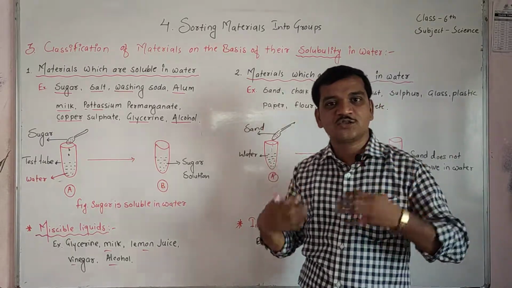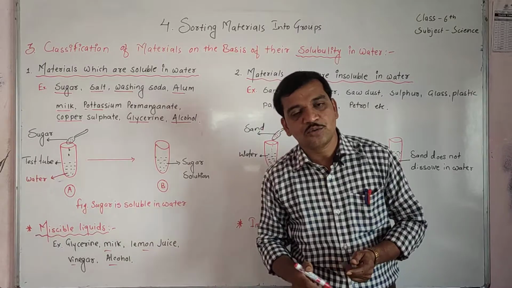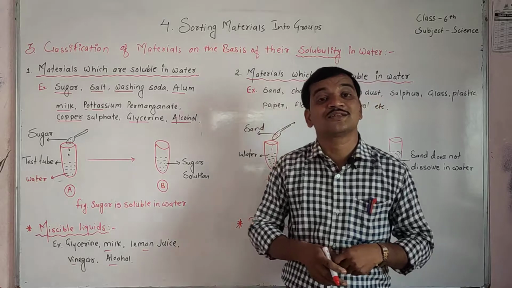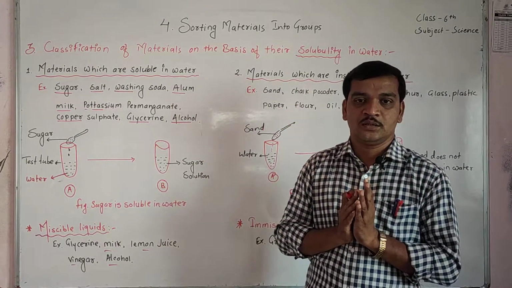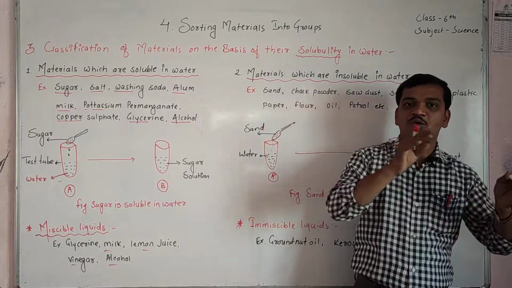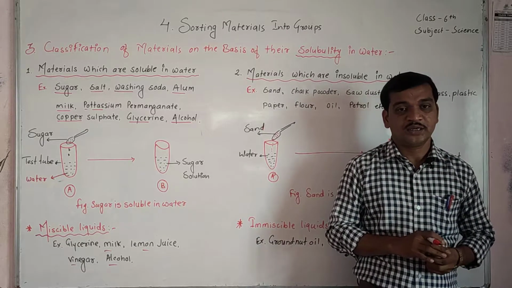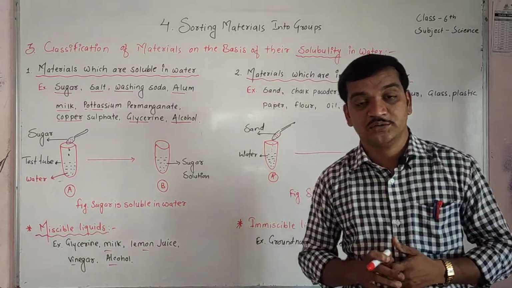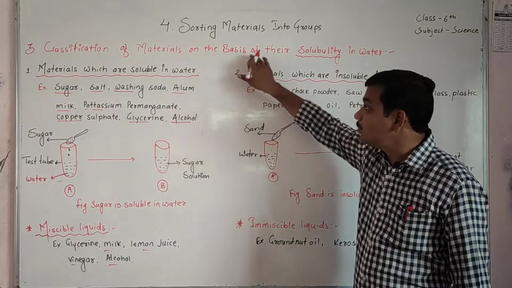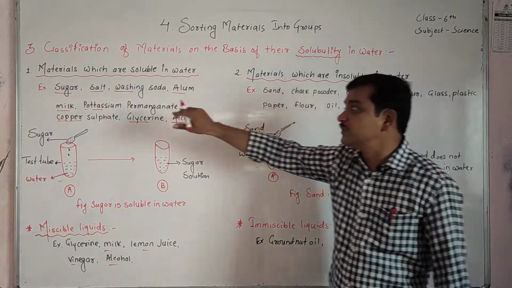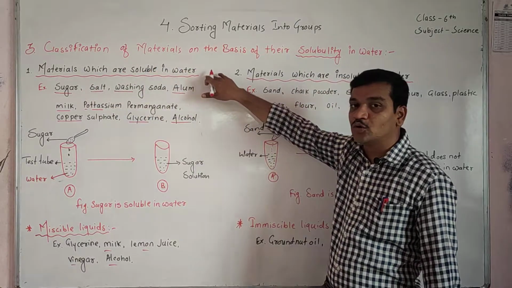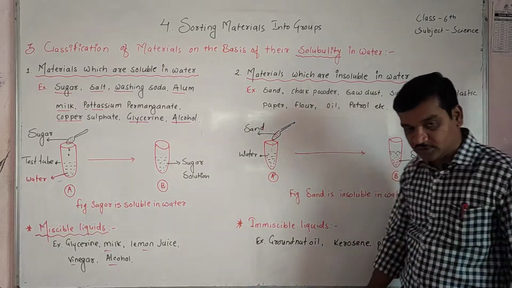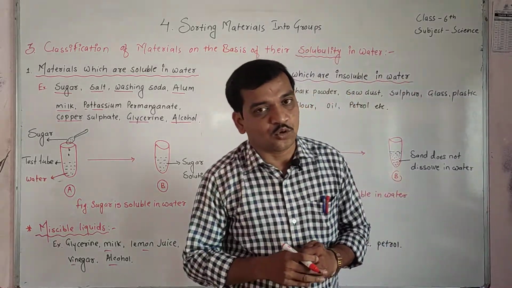Water dissolves a large number of materials, but it cannot dissolve all the materials. There are some materials soluble in water and some are insoluble in water. So on the basis of that solubility, we made two groups: first group, materials which are soluble in water, and second group, materials which are insoluble in water.